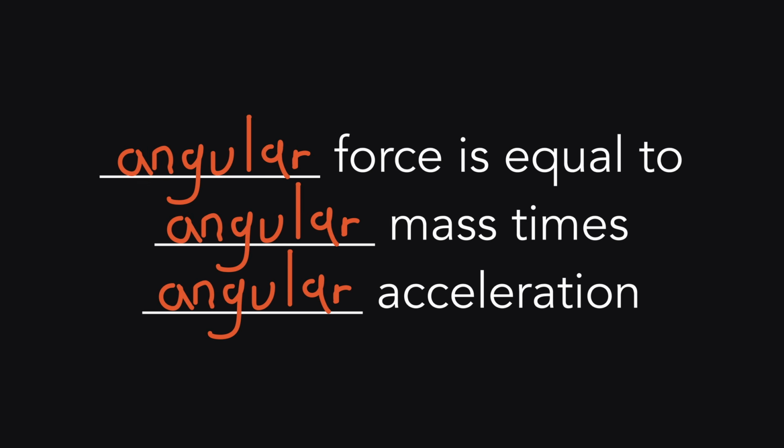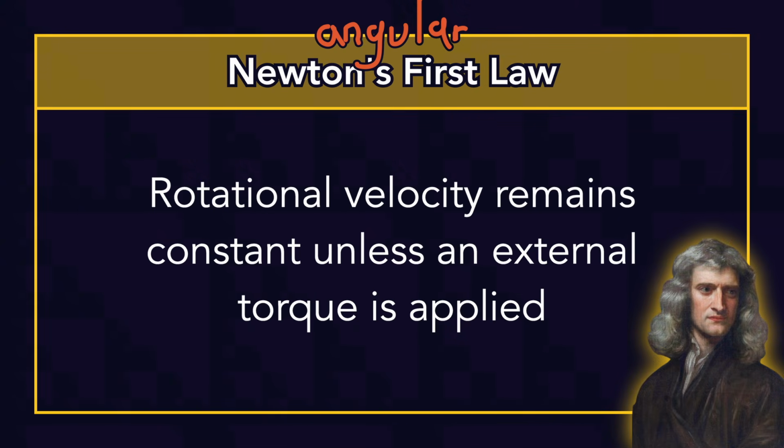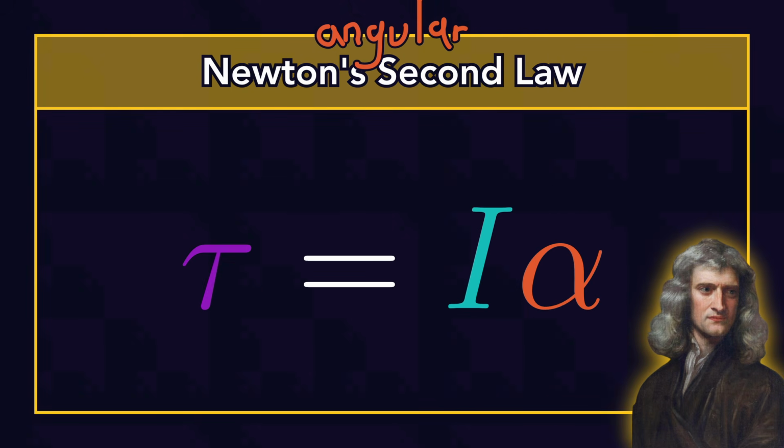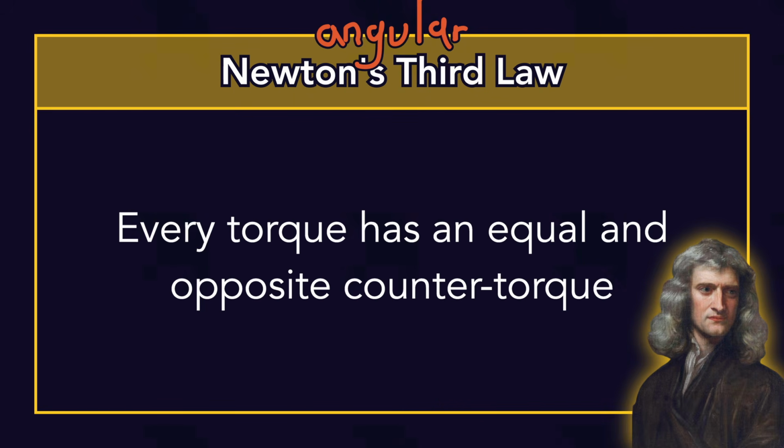Armed with rotational analogs for acceleration, mass, and force, we can interpret Newton's laws in rotational form. First, an object's rotational velocity remains constant unless an external torque acts on it. Thus, an object at rest can't begin rotating until a torque acts on it, and balanced torques sustain rotational equilibrium. Second, torque is equal to rotational inertia times rotational acceleration. Finally, every torque causes an equal and opposite countertorque.